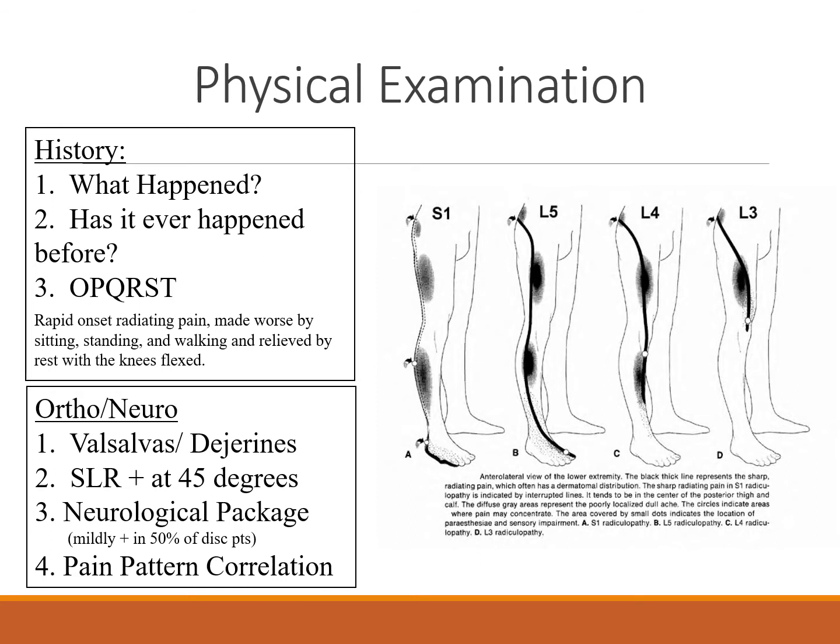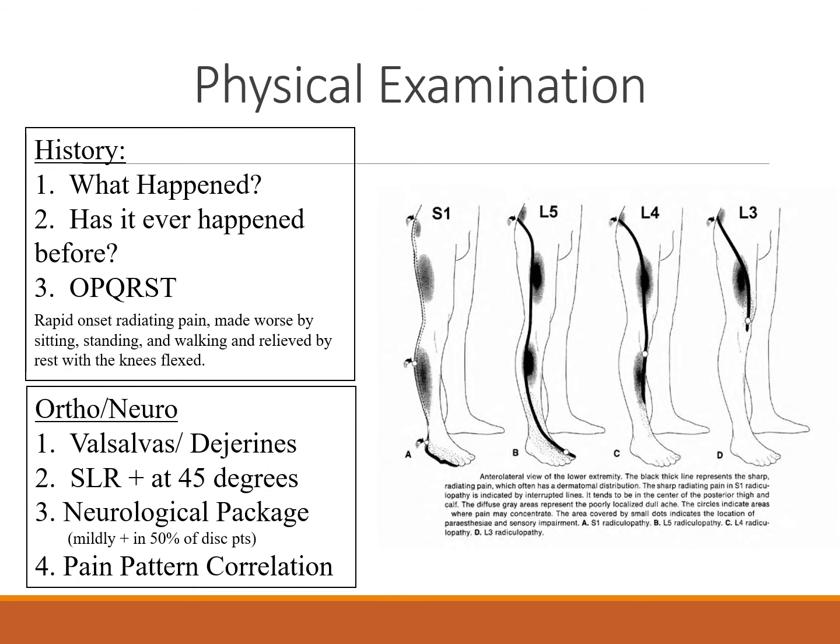Typically, in an acute lower back situation, that onset is rapid. It's a pretty sharp onset, not typically a gradual onset, often with radiating pain, and it can be made worse by any number of movements or positions by the patient, depending on the disc lesion, how severe it is, and where it's located. Our ortho and neuro exam are very important in this situation because it may help us really confirm if it is disc involvement or not, or if the nerve root is being compromised. Valsalvas and Dejerine's are very important, typically will be positive.